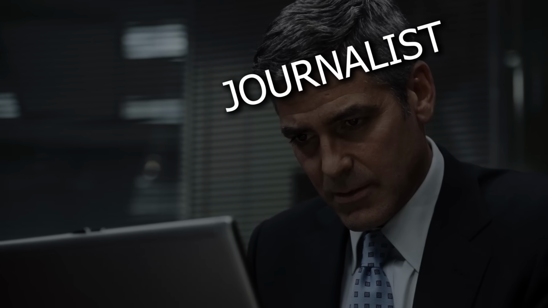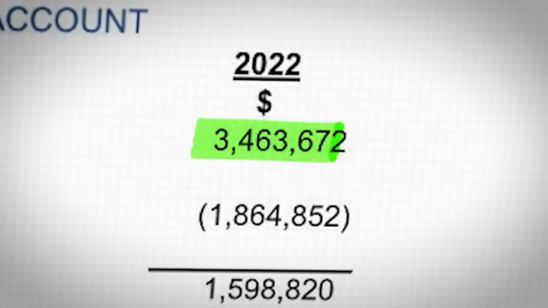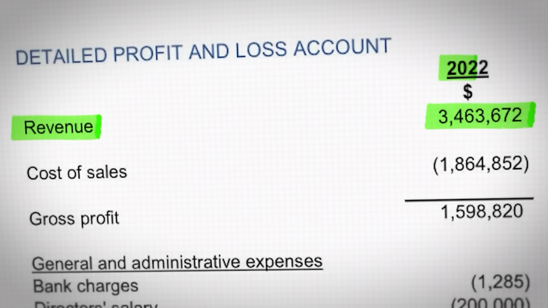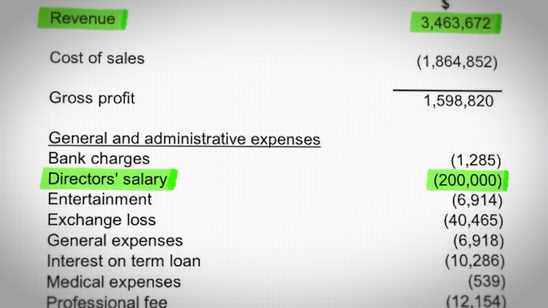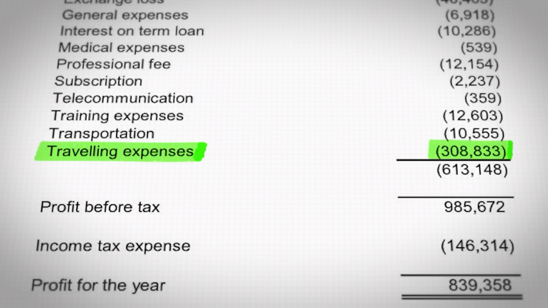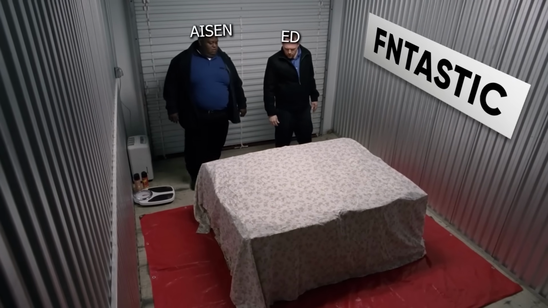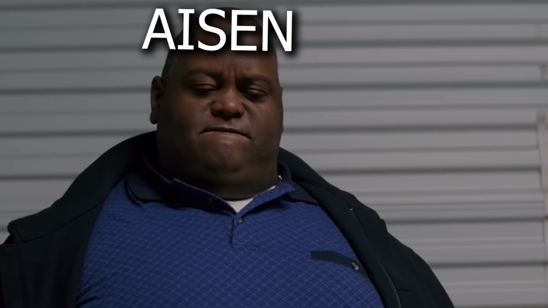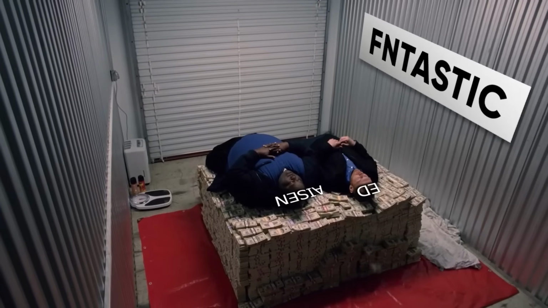The same journalist gets Fntastic's bank statements, and it turns out they filed around $3 million of revenue in 2022, with $200,000 of that going to the brothers. That's alongside $300k in travel expenses for the brothers in just 1 year. The filings also revealed that by the end of 2022, Fntastic had the value of around $1 million in their account. So things do sound a bit dodgy here.